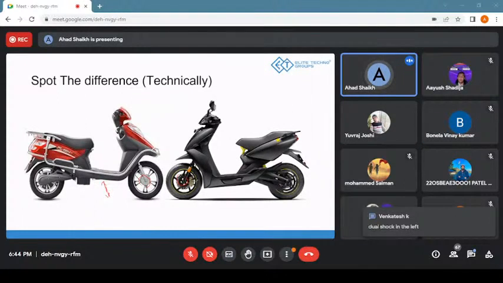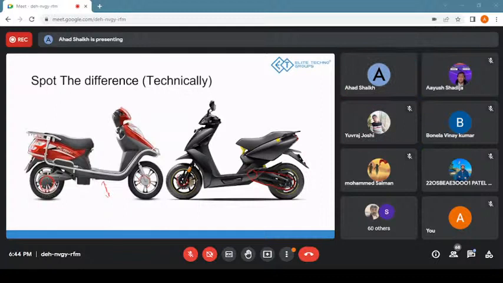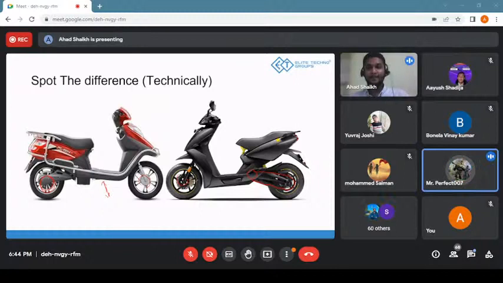So here you can see there is no visible motor. The motor is somewhere inside the body, and it's connected with a chain or belt drive. And in this case, the motor is already available inside the rear wheel. Exactly. I really appreciate that you noticed the exact difference. Yeah, that's a great thing to have a conversation about.